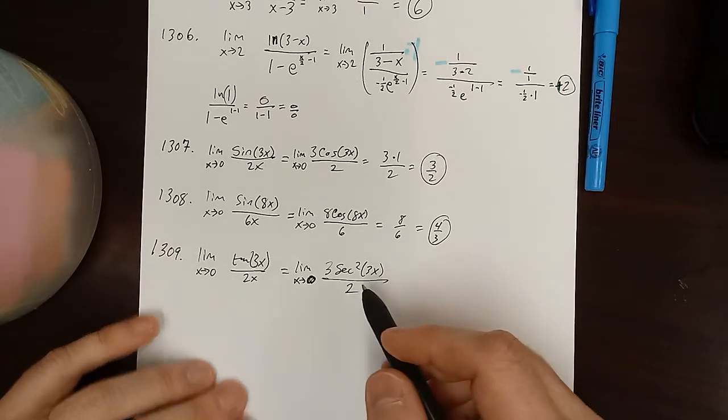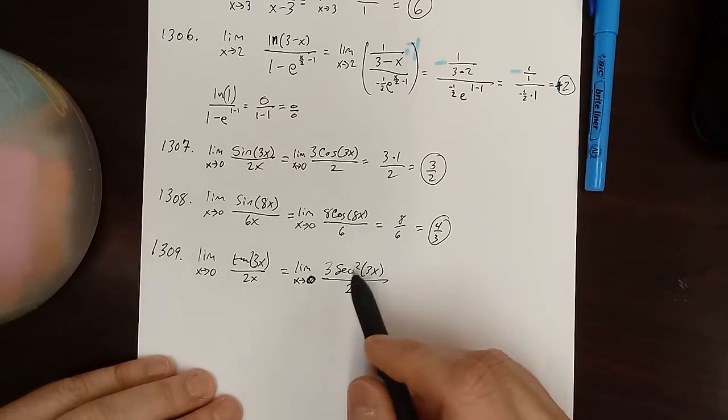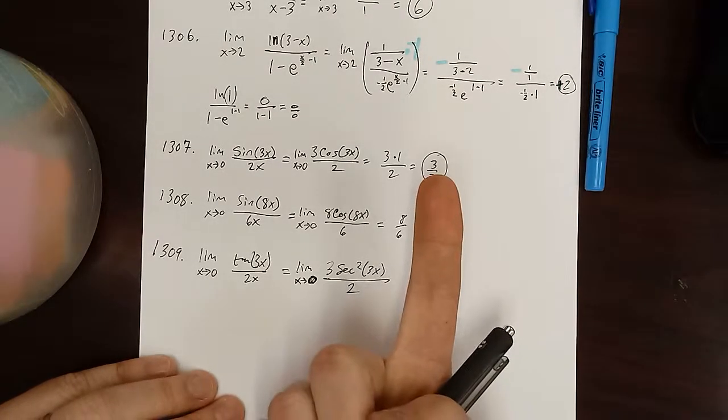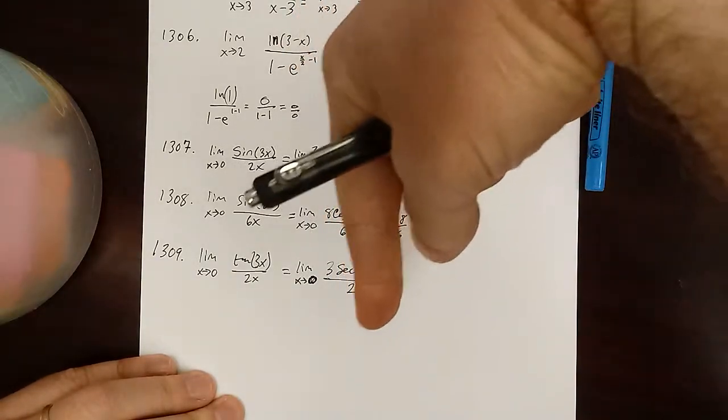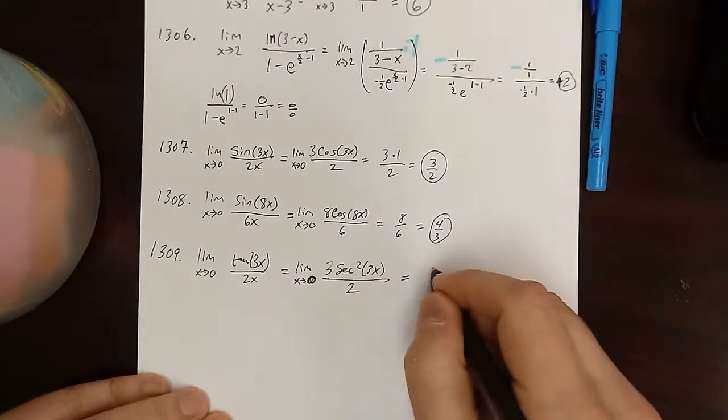You might not be familiar with this. Remember, secant is the flip of cosine. So when we plug in 0, well, cosine's 1, flip 1, it's still 1. Square it, it's still 1. So it's 3/2.